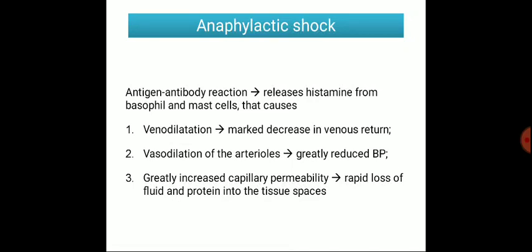Vasodilatation of arteries greatly reduces the blood pressure or the peripheral resistance. Venodilatation causes a marked decrease in venous return. There is also a great increase in capillary permeability, with rapid loss of fluid and protein into the tissue space.